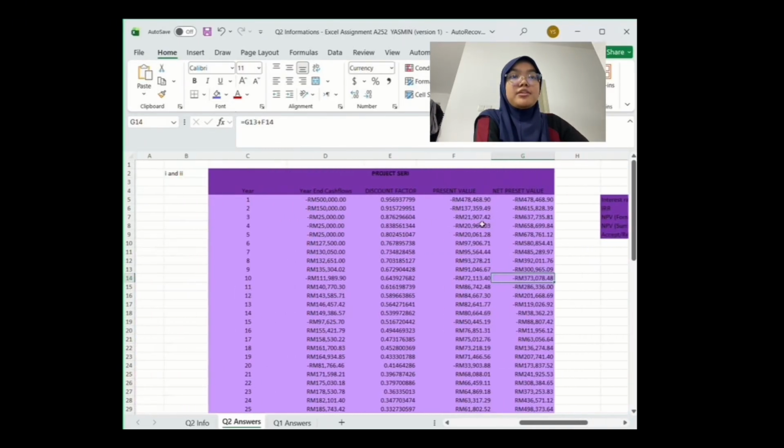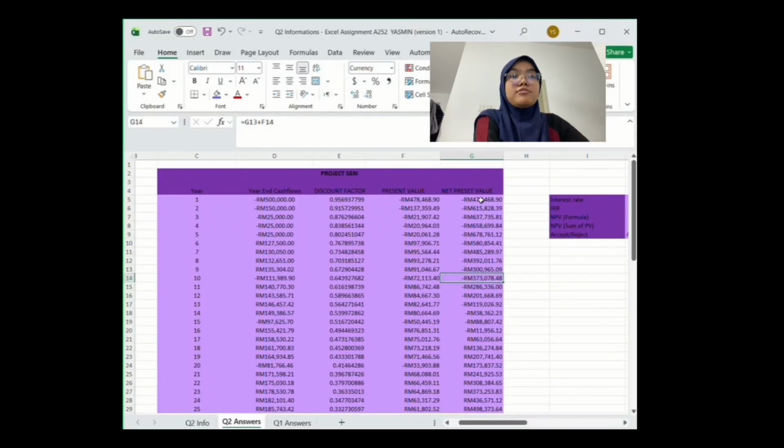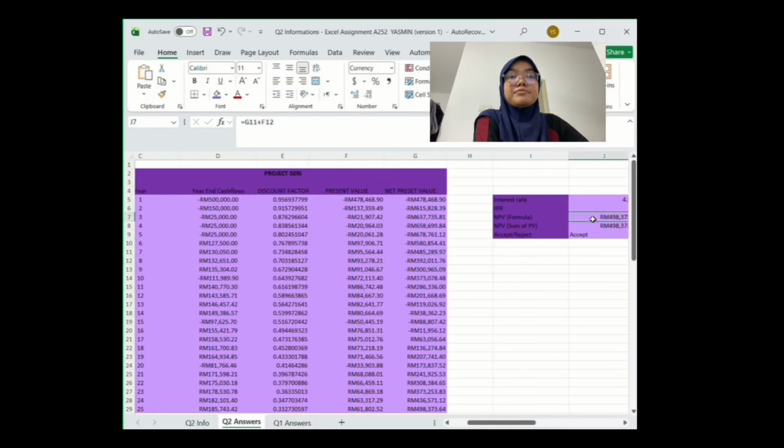For net present value, following that, I determined the net present value. We get the NPV by adding up every discounted cash flow across the full project lifetime. I verified these figures using Excel's NPV formula, which confirms my manual totals perfectly.